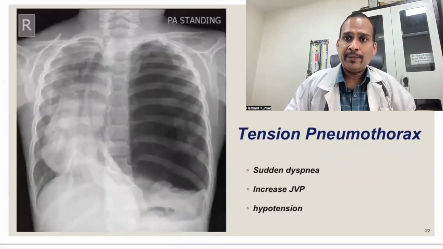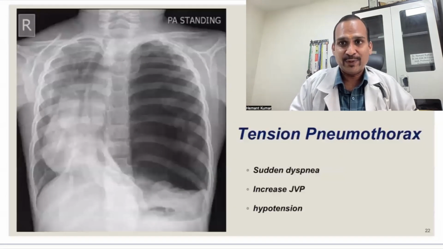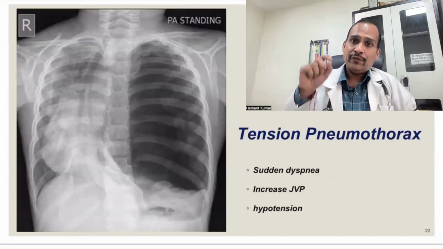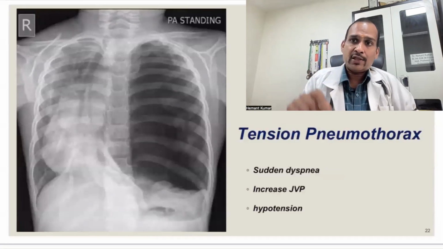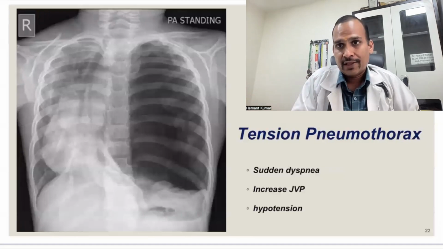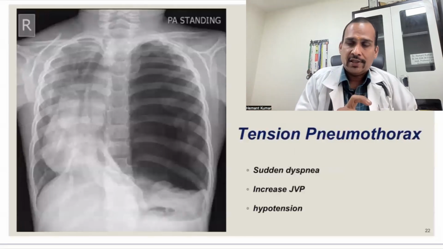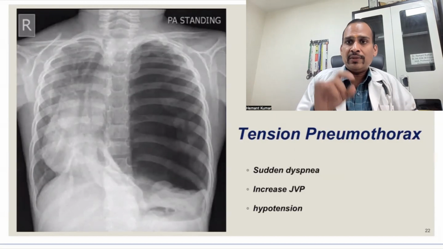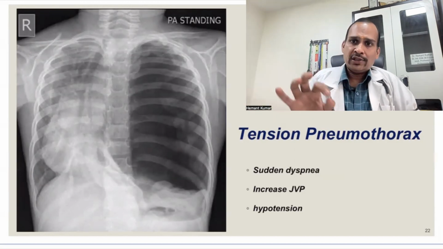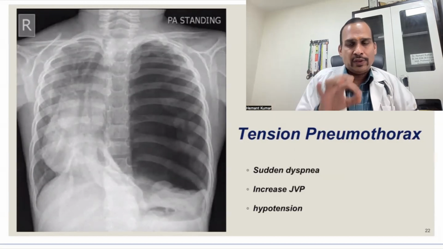Now another important entity is tension pneumothorax. Very important. It is one of the common medical emergencies. If you don't know tension pneumothorax, you may lose the patient in front of your eyes. So what is pneumothorax? First, we should understand how pneumothorax develops in a patient. Pneumothorax means air collection inside the pleural cavity.